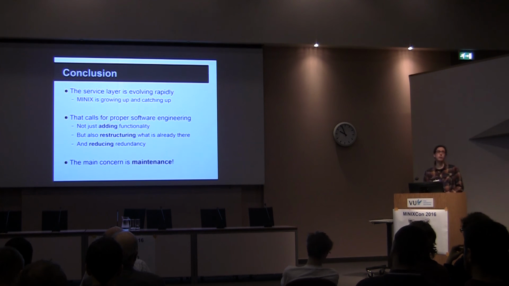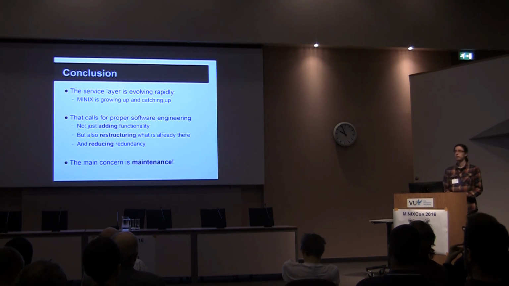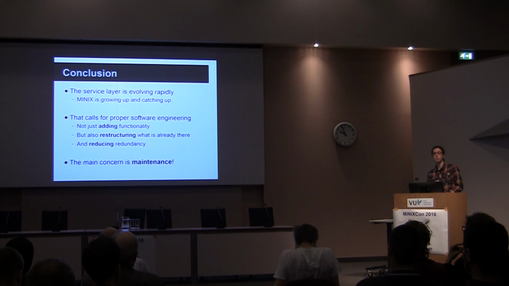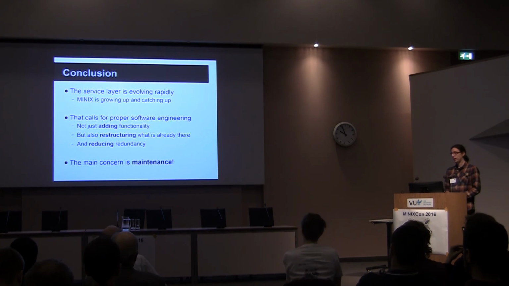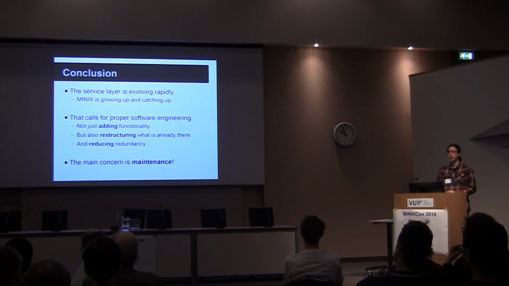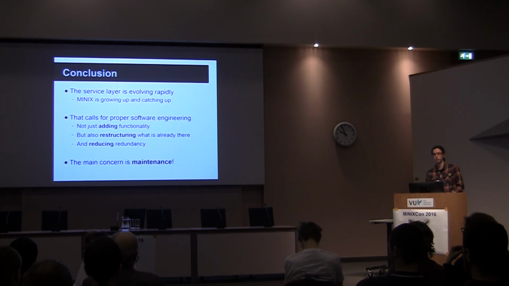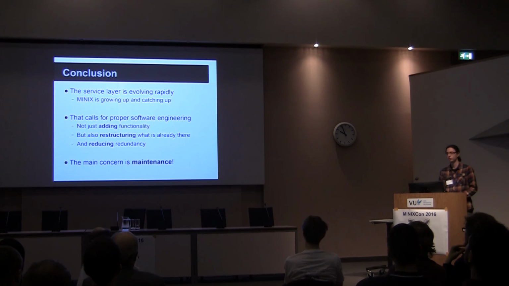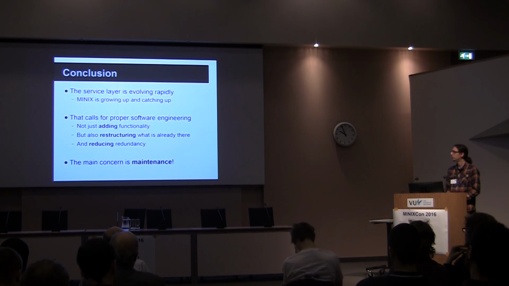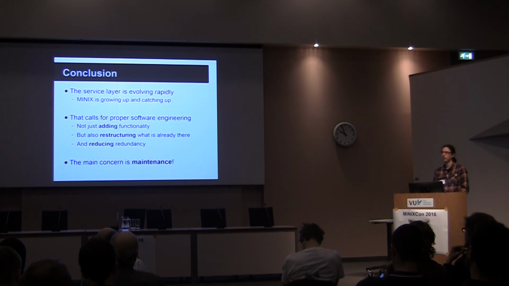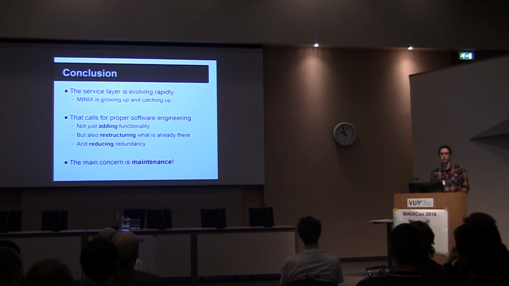To conclude, the service layer is, as you've seen, evolving rapidly, and this is a good sign in the sense that Minix is growing up and it's catching up very fast. But this also creates growing pains. We have to be careful not to make things too difficult for ourselves by just throwing in functionality. So we have to use proper software engineering in order to go forward. And this also means that we have to properly restructure things in a way that actually works for us. And we have to make sure that we eliminate redundancy, make sure that there's not too many copies of the same code, because that just creates more difficulty for us.